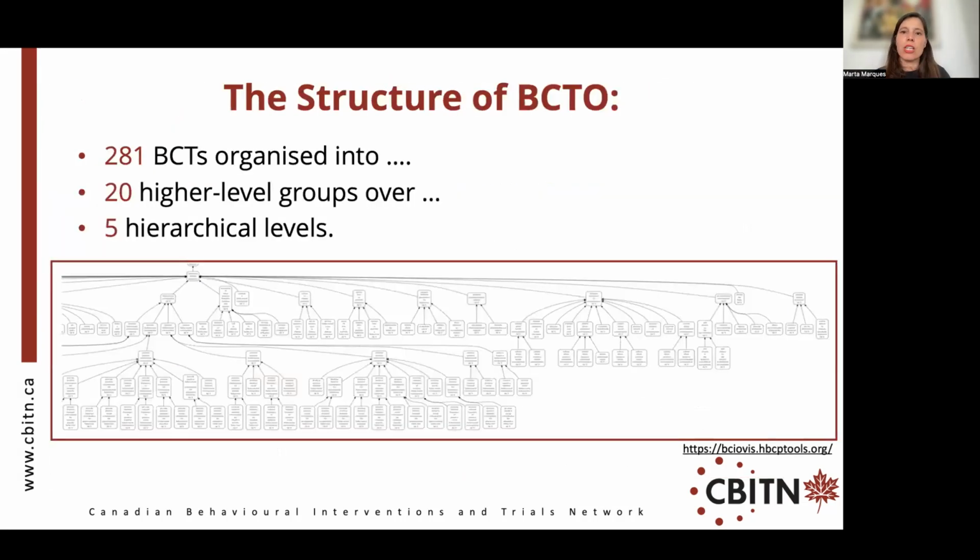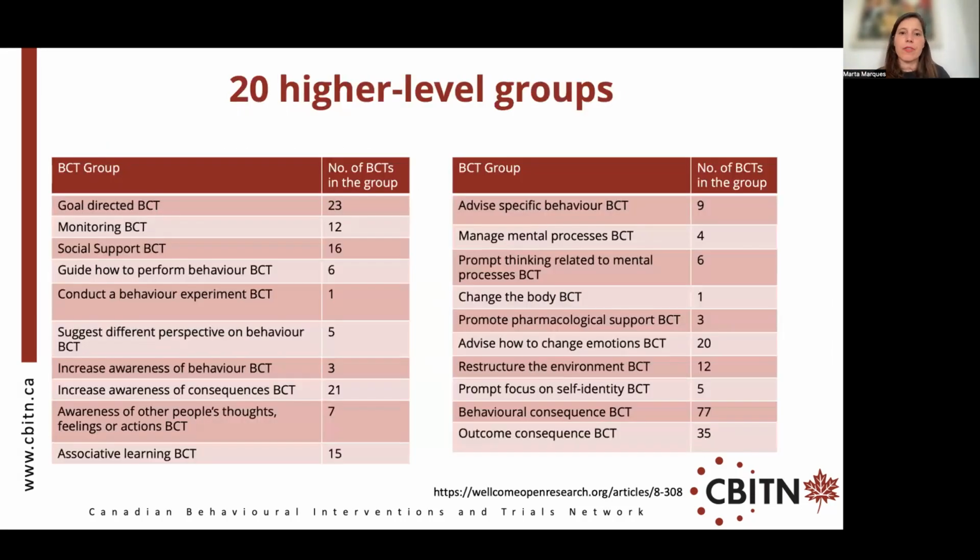So the ontology now has 281 techniques as opposed to the 93, but it's mainly because they are broken down and organized in a more logical and better manner for people to use. And they have 20 groups now and 5 hierarchical levels. And in the paper, you will find information about all the groupings. Each group has its own definition, which techniques fit there, what are the different levels, examples.